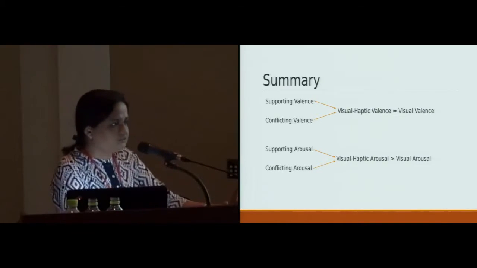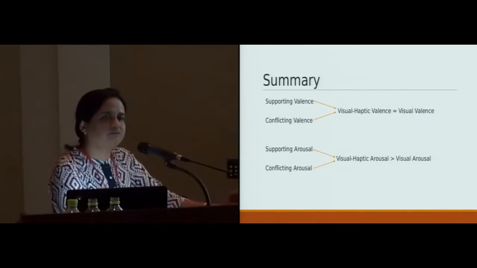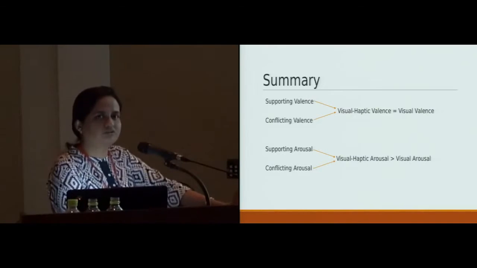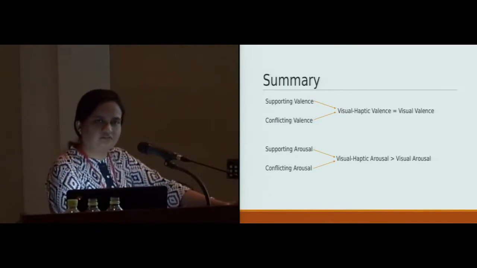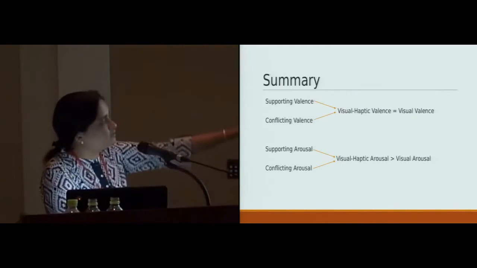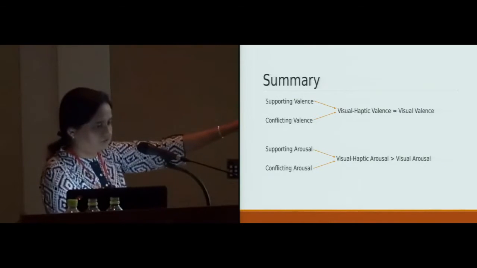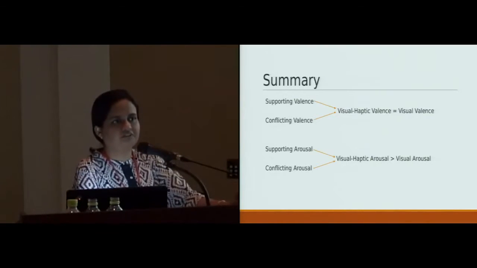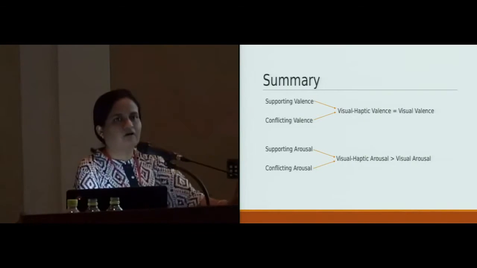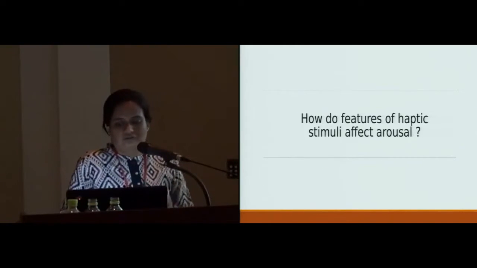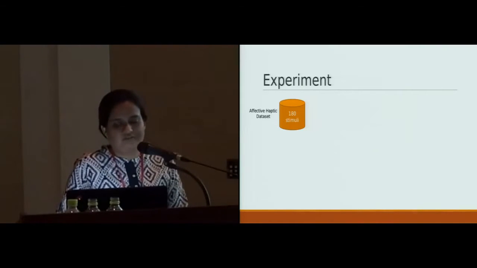So this gives an initial picture of what happens when emotional cues presented in visual and haptic modalities interact. So the next question to ask is, how do I use this knowledge to design an interface or design the haptic feedback? So we first explored the second condition, the visual haptic arousal being greater than visual arousal. We first investigated how the features of the haptic stimuli contribute to this difference in arousal. So how do the features of the haptic stimuli affect the arousal?